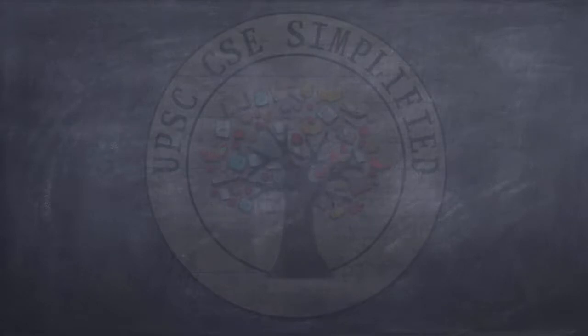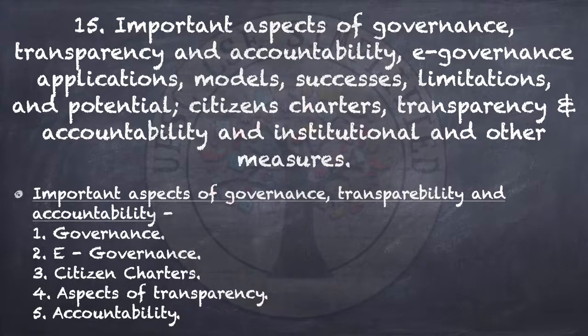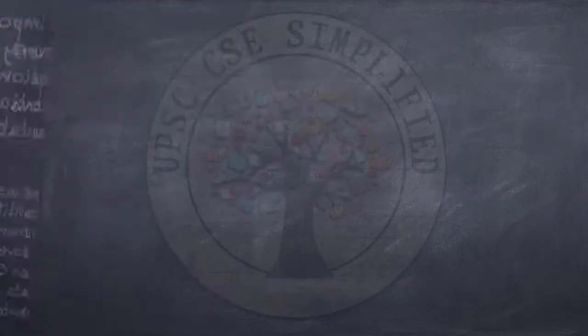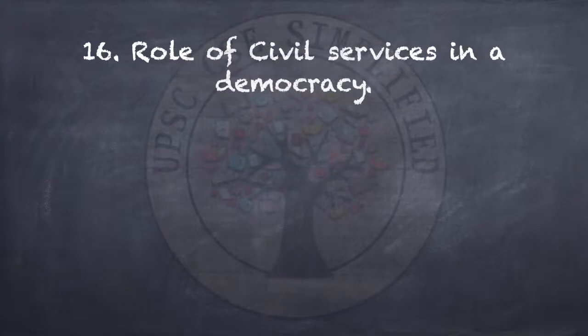Moving towards the 15th topic, it is the important aspects of governance, transparency and accountability, e-governance applications, models, successes, limitations and potential, citizen charters, transparency and accountability, and institutional and other measures. Bifurcating this topic further is the important aspects of governance, transparency and accountability, that is the governance, e-governance, citizen charter, aspects of transparency, accountability.